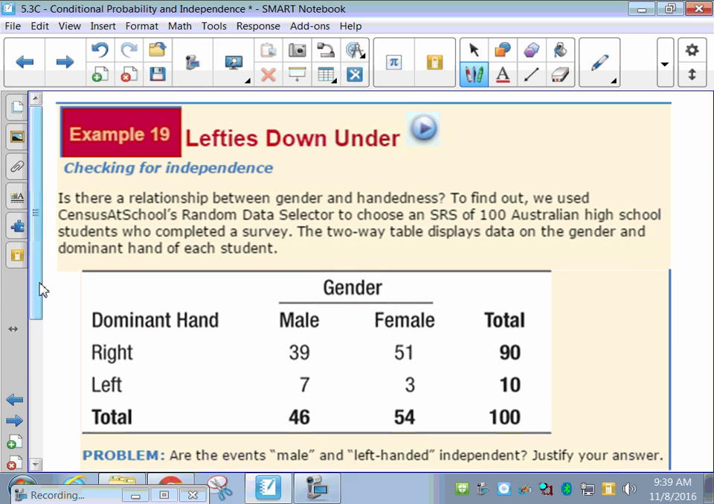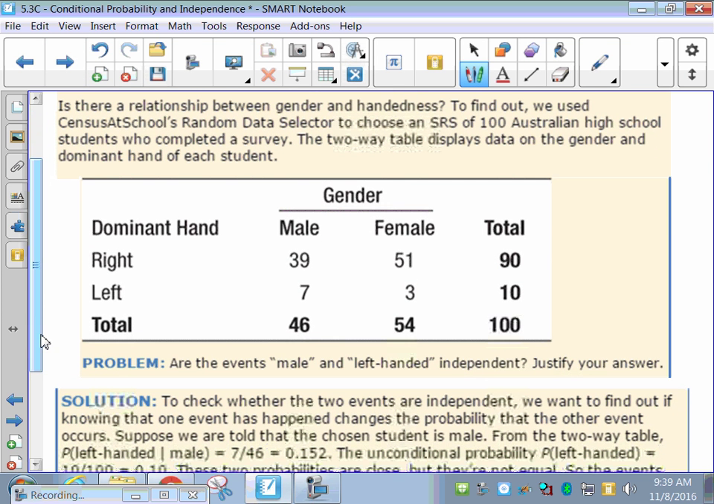Lefties down under. All right. I think we're talking about Australia. This is why I just normally teach normal math and not anything else.